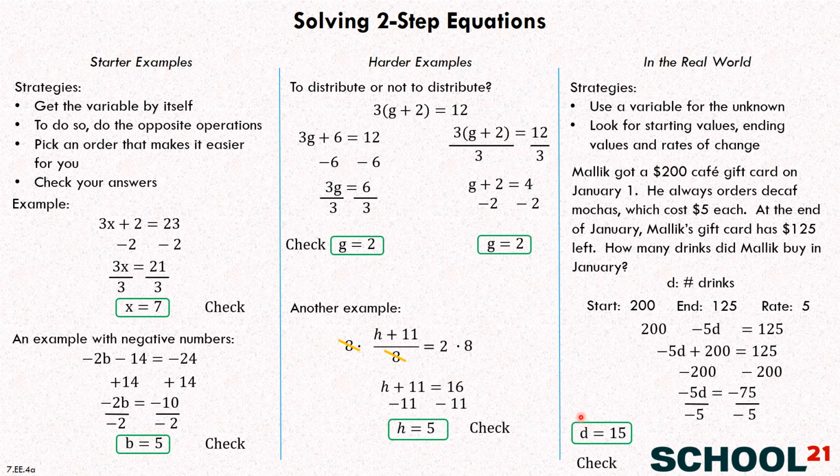But what does that mean? Well, it means that the answer to our question, how many drinks did Malik buy in January? Well, he bought 15 drinks. And that's how you use these two-step equations in the real world.